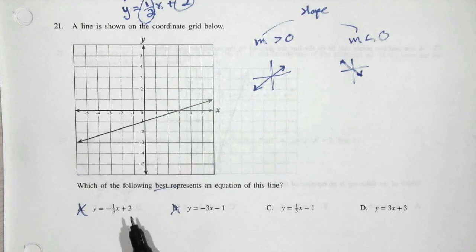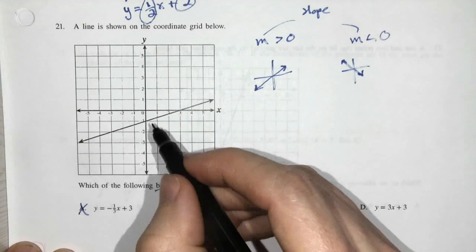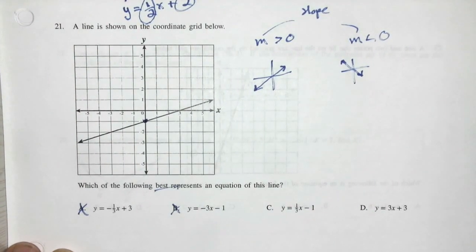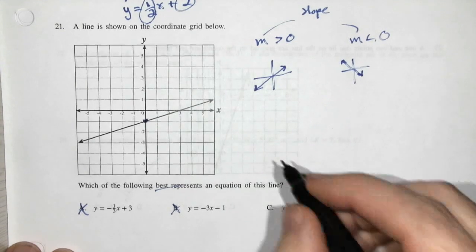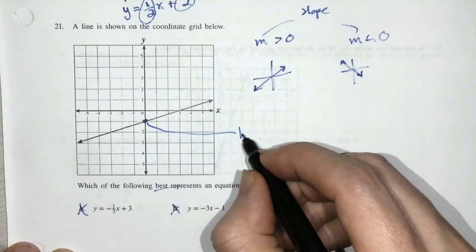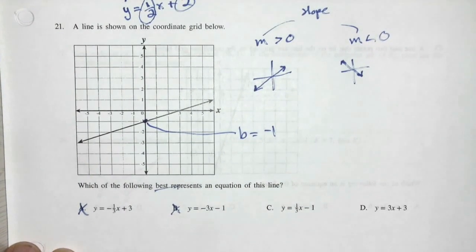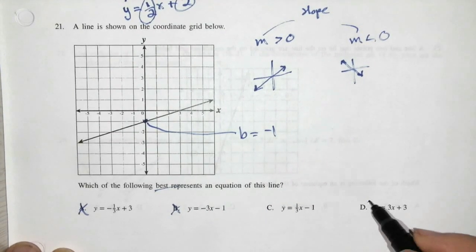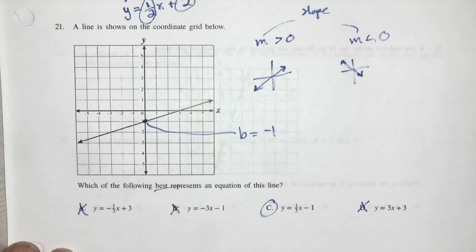Then I look at my graph. Where does it intersect the y-axis? It intersects the y-axis at -1. So that means my b equals -1. Well, here we go. This is not -1, so that's no good. The answer is C.